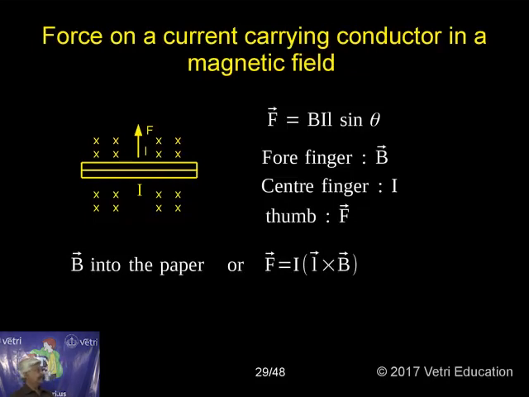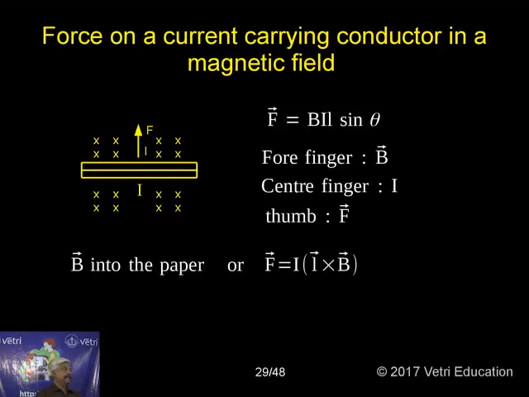What happens? Then it experiences a force, the Lorentz force. We know the Lorentz force is Q into V cross B. Here it is BIL sin theta, that is the force. Don't forget it. What is the force on a current carrying conductor in a magnetic field? This can be derived very simply from the relation between the current and the drift velocity, from which you derive this answer, BIL sin theta.